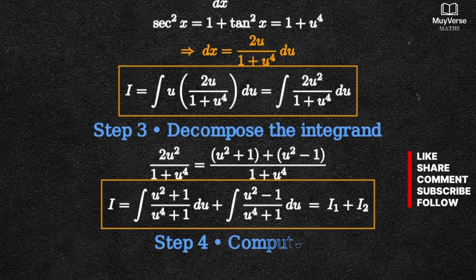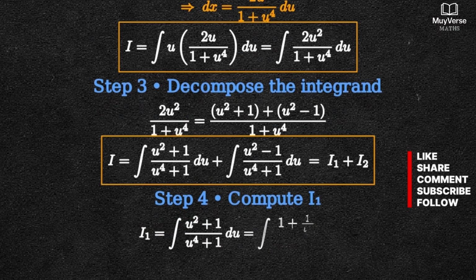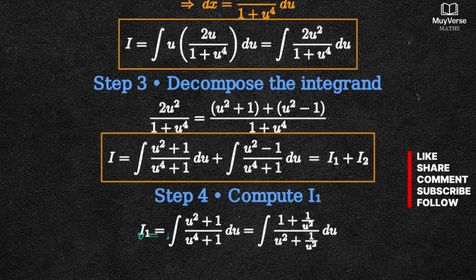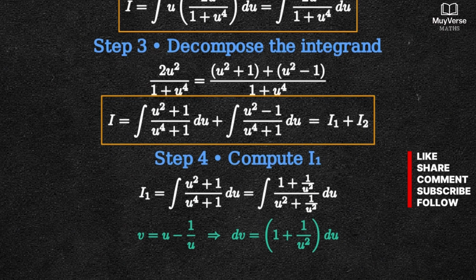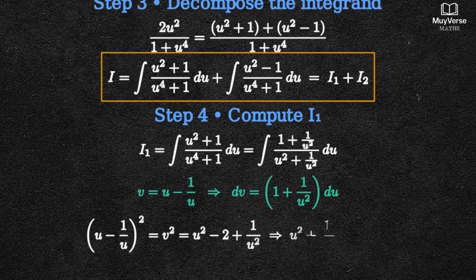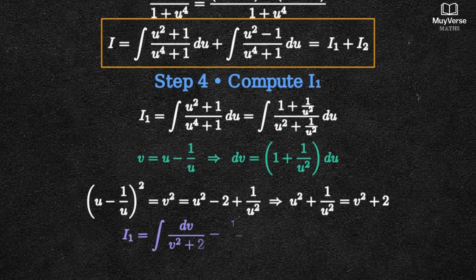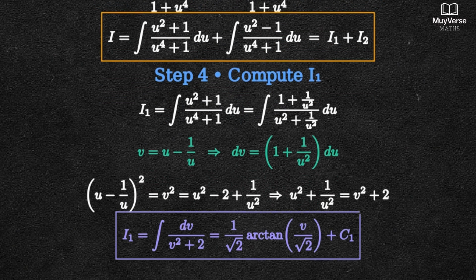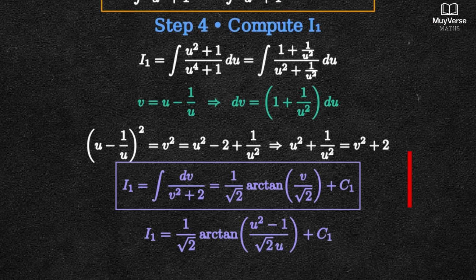Step 4. Evaluate I1. Divide numerator and denominator by u squared. Notice the numerator equals dv if we set v equal to u minus 1 over u. Then dv equals 1 plus 1 over u squared du. Also, u squared plus 1 over u squared equals v squared plus 2. So I1 equals the integral of dv over v squared plus 2, which is 1 over square root 2 times arctangent of v over square root 2 plus a constant. Back substitute v to get the expression in u.